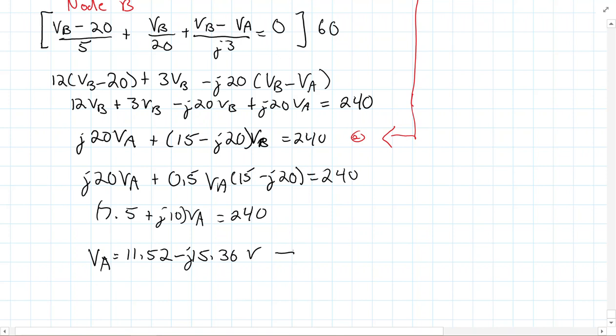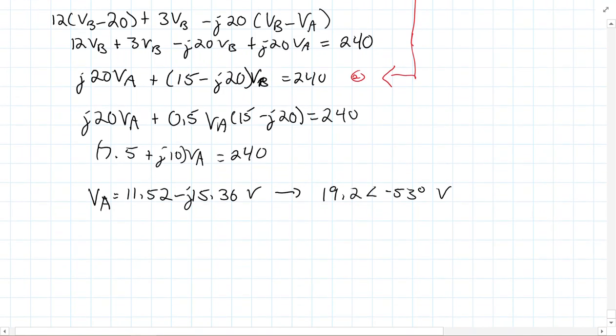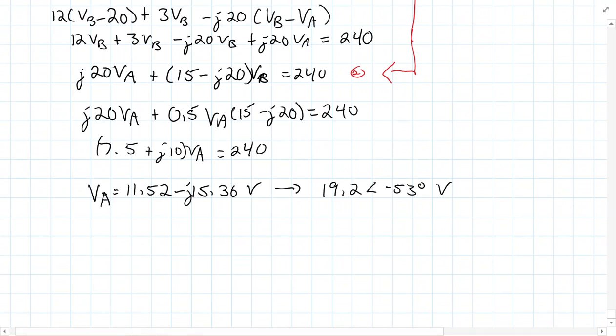which I'm going to go ahead and convert to polar, because I might want it in polar. If I convert it to polar, I get 19.2 at an angle of negative 53 degrees volts. Again, just to emphasize, this is my Vthevenin.